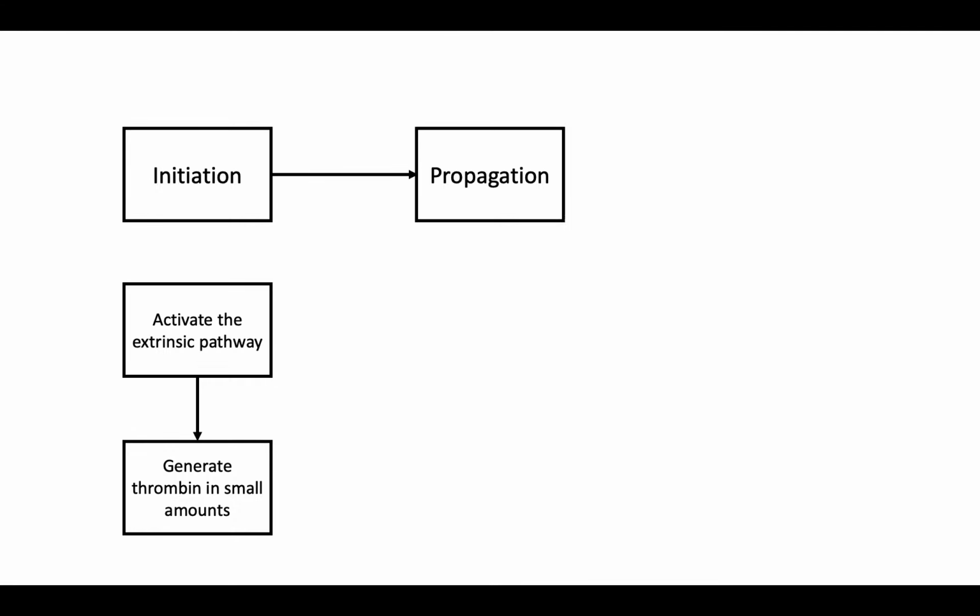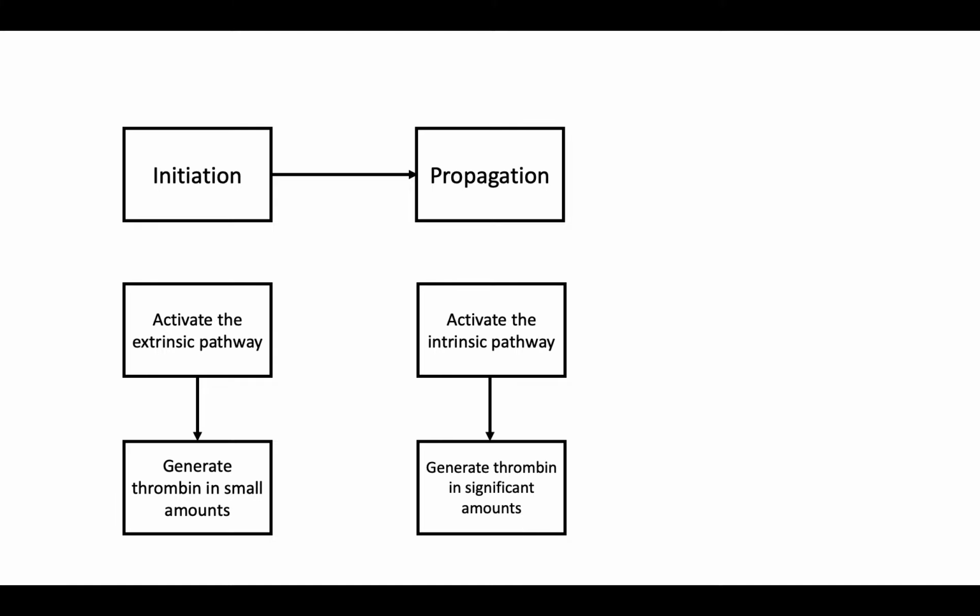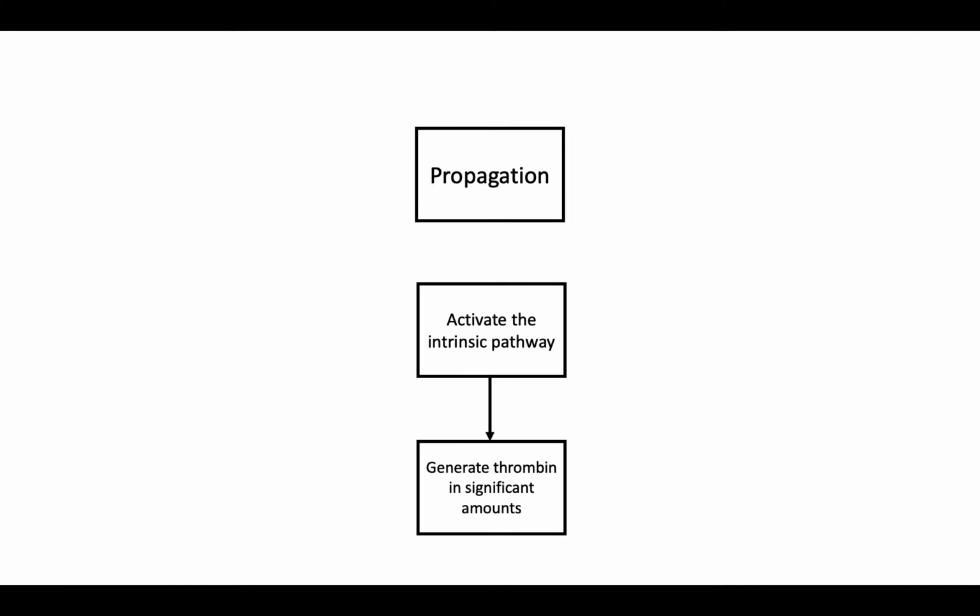is clot propagation, in which we will activate the intrinsic pathway, resulting in an amplification pathway that generates thrombin in significant amounts. Therefore, in the next video, our focus will be propagation, where we activate the intrinsic pathway to generate thrombin in significant amounts. To summarize, in this video, we have learned the following take-home points.